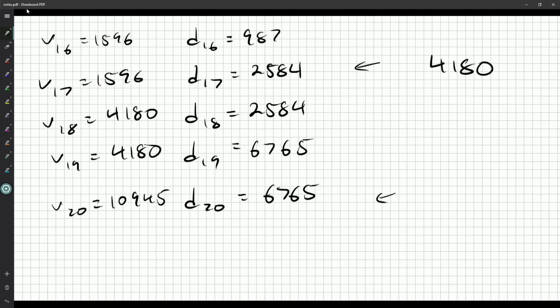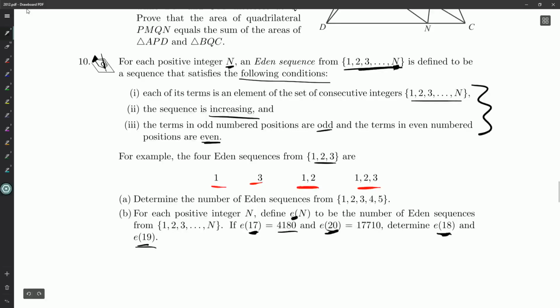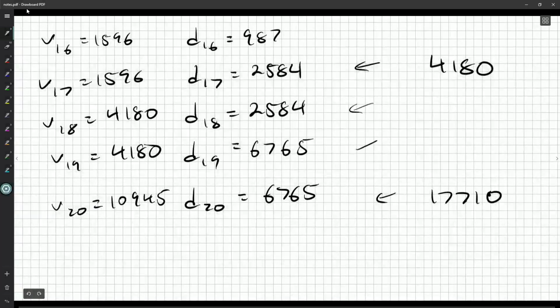And then 10,954 plus 6,765. 17. It definitely started 17 something. So are these correct? Yes and yes. So I think we've got it. Just had to work out these sequences.